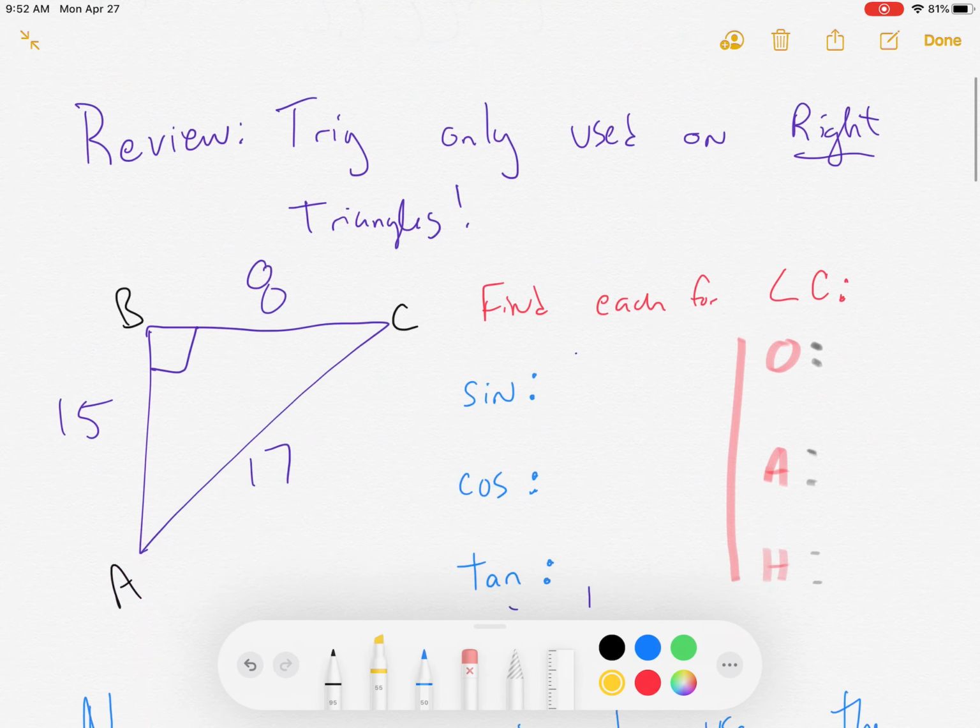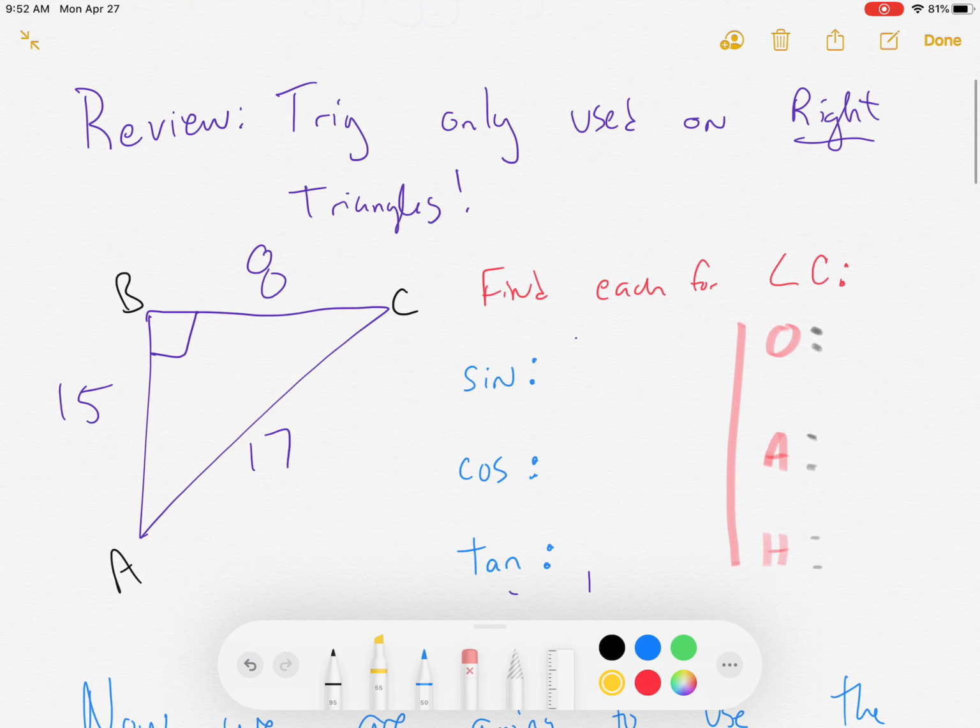Okay, to start, this is just a review from last week. Remember, trig, which is sine, cosine, tangent, can only be used on right triangles. So this is a right triangle. We have a right angle in it, so we can use trig on this triangle. Our directions say to find each for angle C. Angle C is the one with a C on it, so it's this one. We have to find sine, cosine, and tangent. In order to do that, we're going to use SOHCAHTOA.